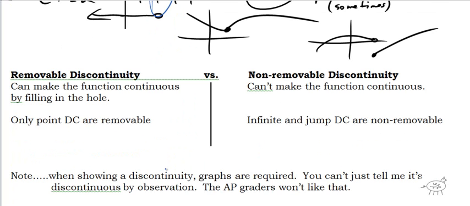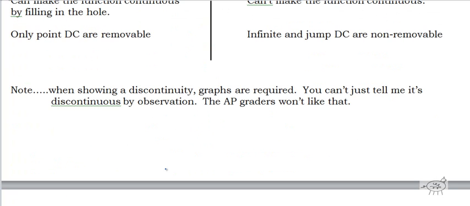Okay. All right. On the bottom here it says, note when showing discontinuity graphs are required. You can't just tell me it's discontinuous by observation. Okay, you can't just do that. The AP graders won't like that, and I won't like that either. So you have to actually make a sketch to show me discontinuity.